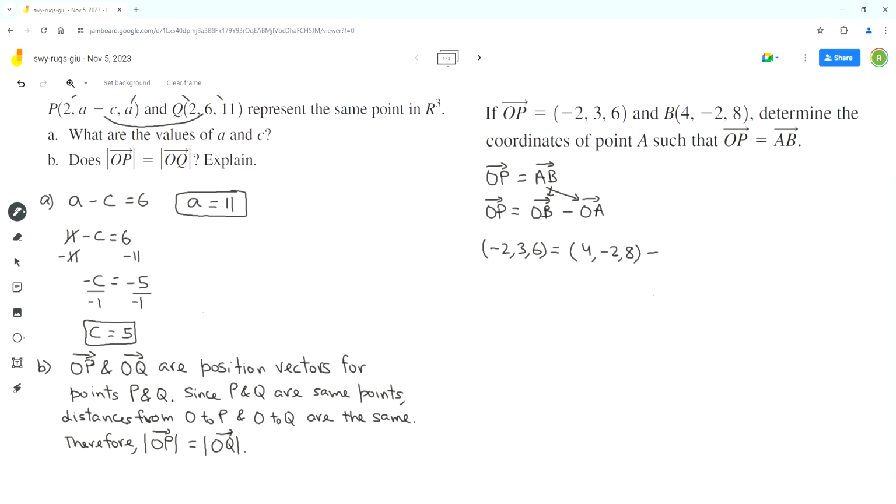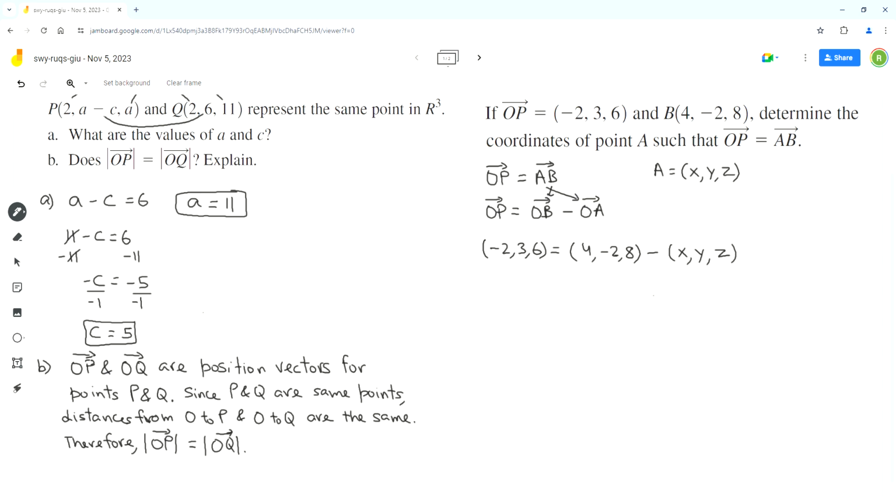Now let's assume point A is x, y, z. So the position vector for A will be equal to x, y, z. So this is a very important concept you need to understand and memorize. So now we have to solve this vector equation.